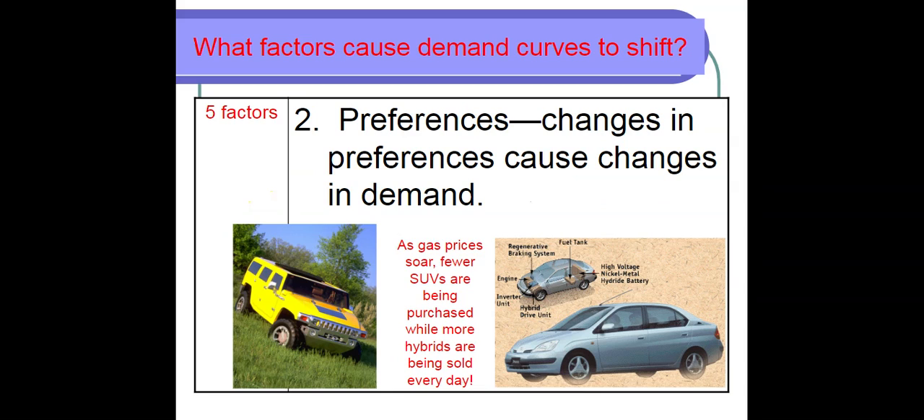The second factor is preferences, consumer preferences. Changes in preferences cause changes in demand. An example would be if gas prices are rising, getting higher and higher, then fewer SUVs will be purchased, while more hybrids are going to be sold every day since they use less gas.